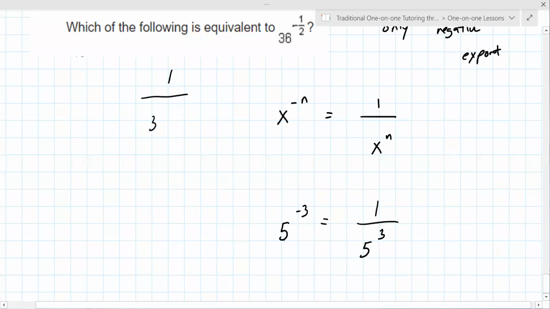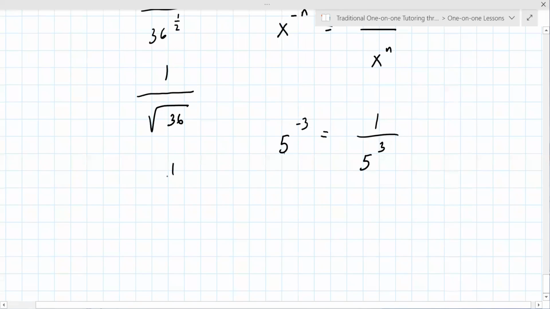So it's 1 over 36 to the 1/2 power. Okay. And then we have to simplify. Yes. So this becomes 1 over the square root of 36, which is 1 over 6.